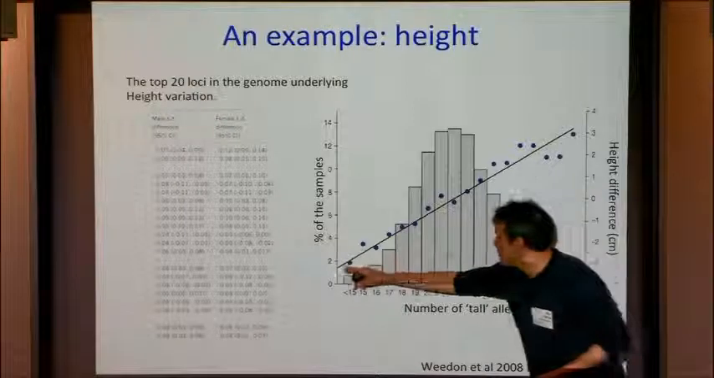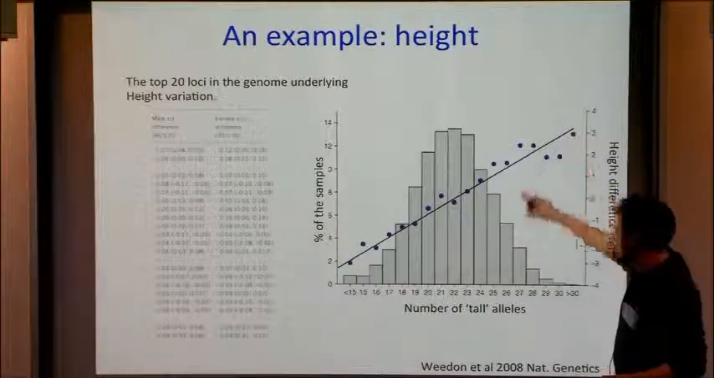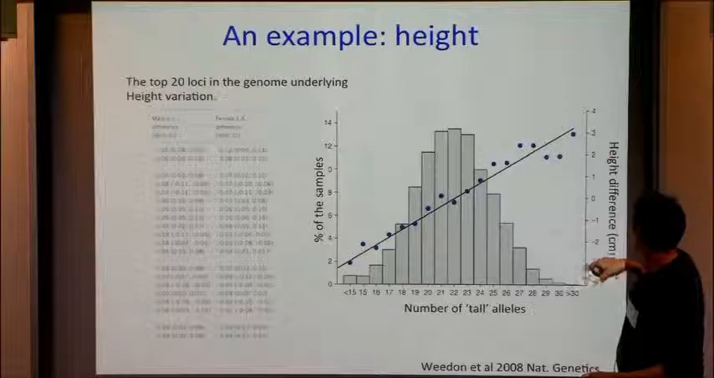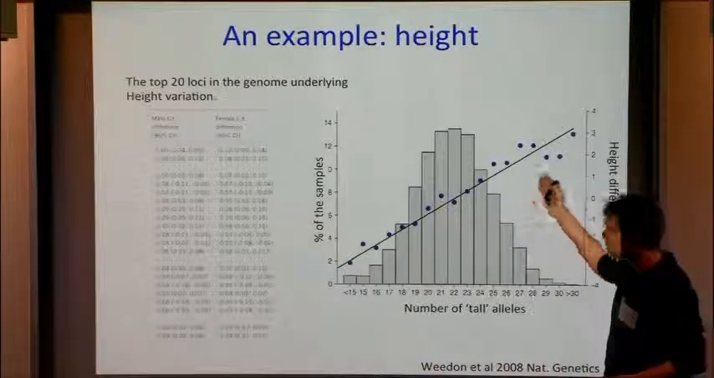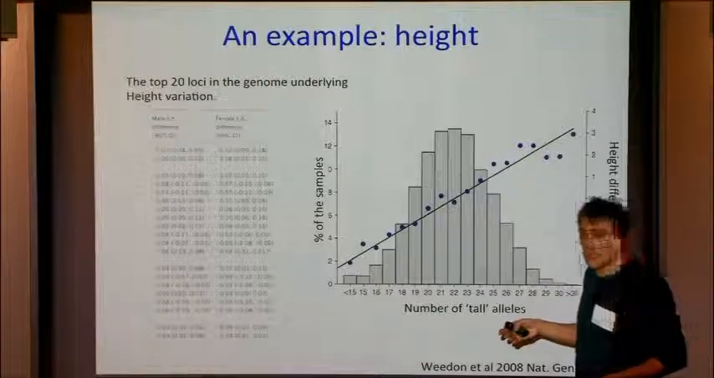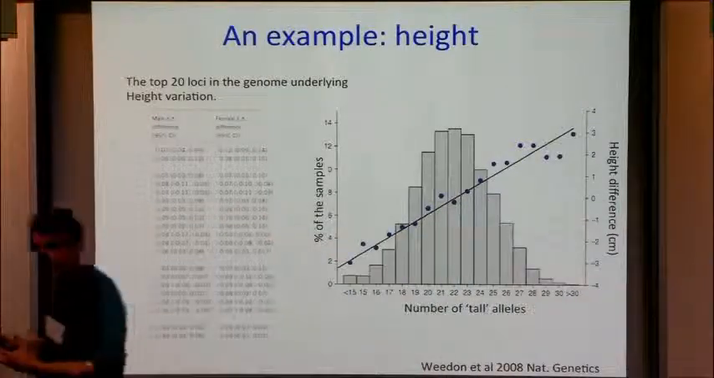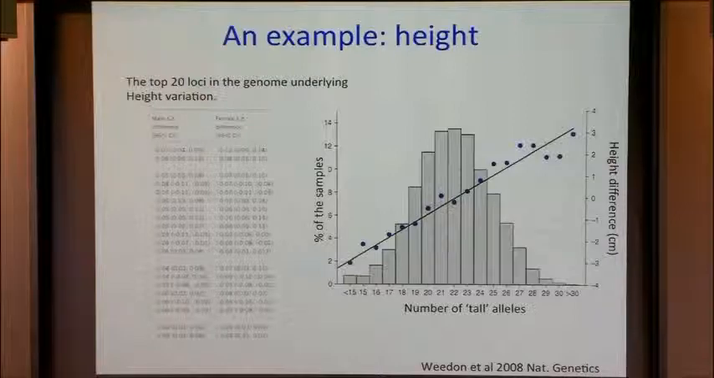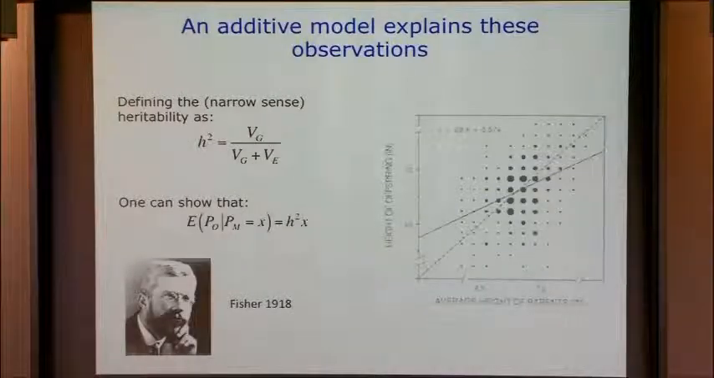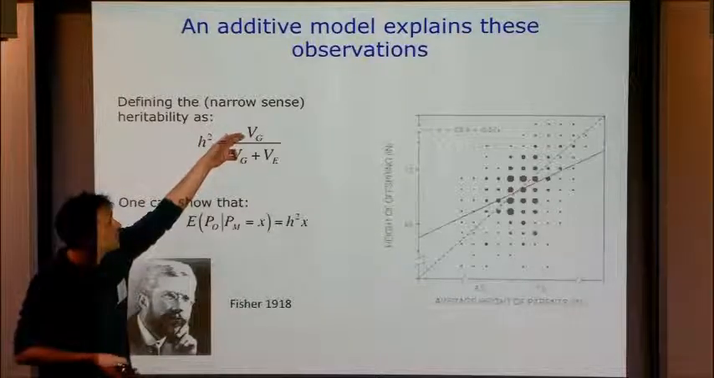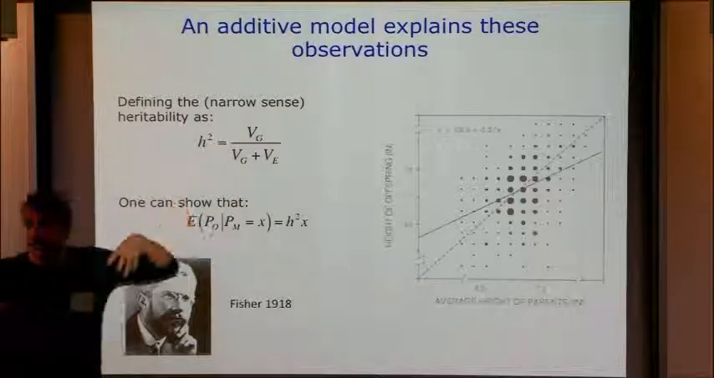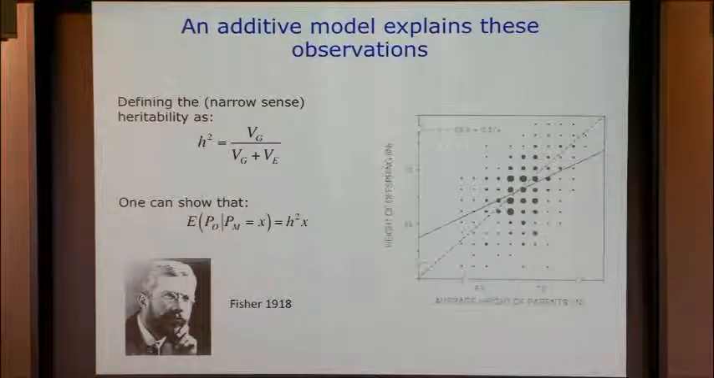And here is the relationship between the number of tall alleles and the height difference, again with normalization, and it appears to be approximately linear. This is, of course, not a rigorous test of the additive model, but at least it corresponds with its predictions. A second thing you could do with this additive model is define heritability as the fraction of variance that is explained by the additive genetic contribution.